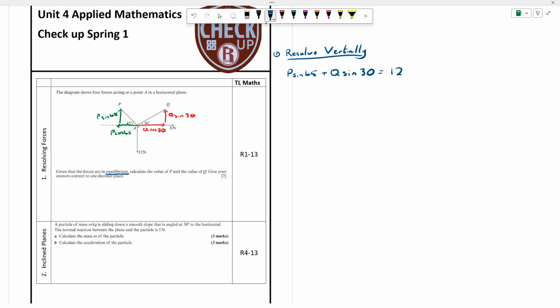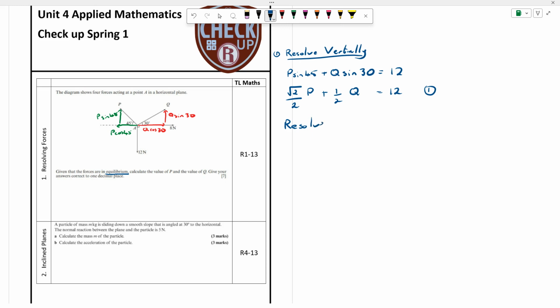Now I can see 45 and 30, which means I can use my exact values. Sine 45 in my calculator is root 2 over 2, so root 2 over 2 P plus, and sine 30 is a half, so a half of Q equals 12. Obviously I've got two unknowns there. I'm going to do the same with horizontally, but these are a little bit easier to spot. If it was sine of 20, I would just leave it as sine 20, but because it's one of the values we're used to seeing, like 30, 60, and 45, I've used my exact value.